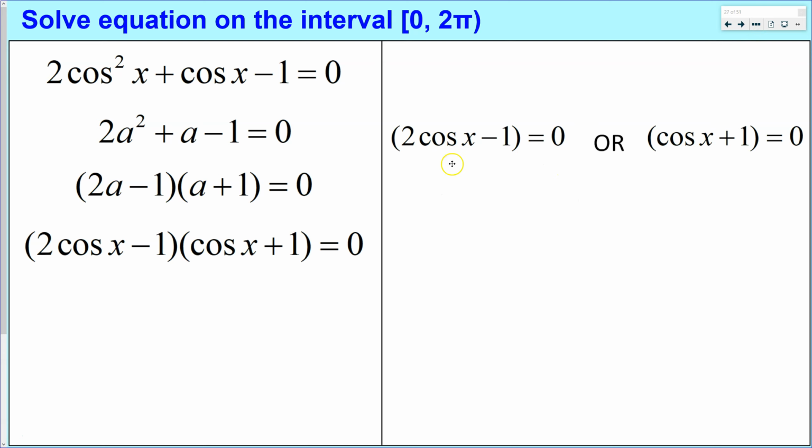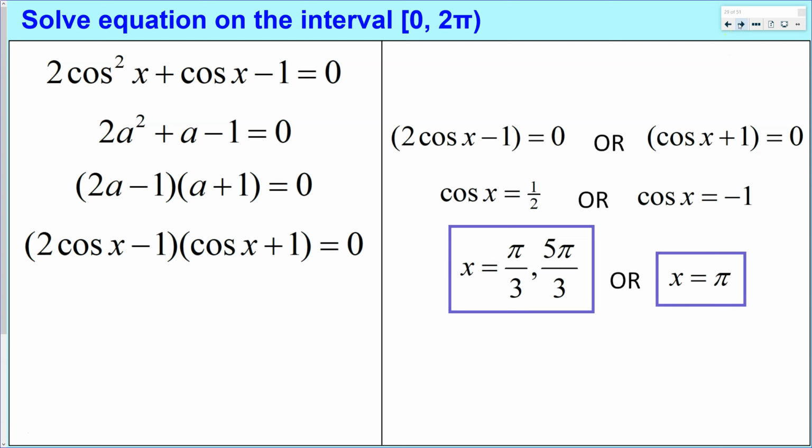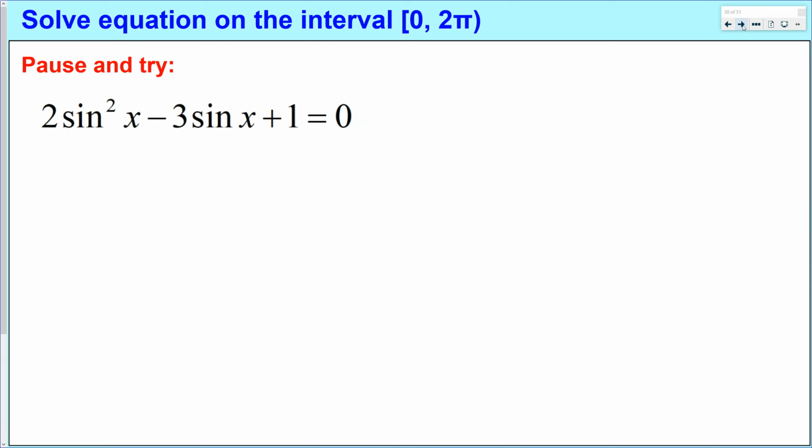Now we want to again isolate the trig function in each of them, so we have to solve them. And where's the cosine value of an angle 1/2? Well, that happens at pi over 3 and 5 pi over 3. And then where's the cosine value at -1? That's at pi. At this point, I'd like you to pause the video and try one yourself.